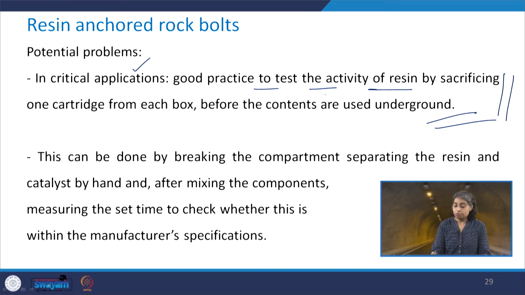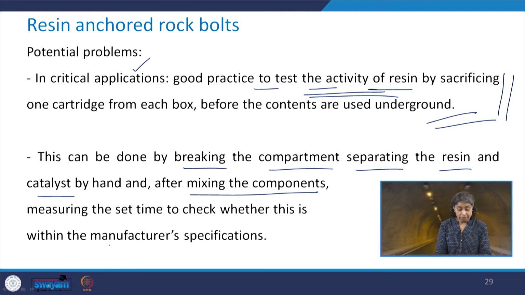Now, how to do this test? This can be done by breaking the compartment which separates the resin and the catalyst by hand, then mixing the components, followed by measuring the set time to check whether it is within the specifications provided by the manufacturer. You may waste one or two cartridges from each box, but it will save a lot of time and effort after the installation.